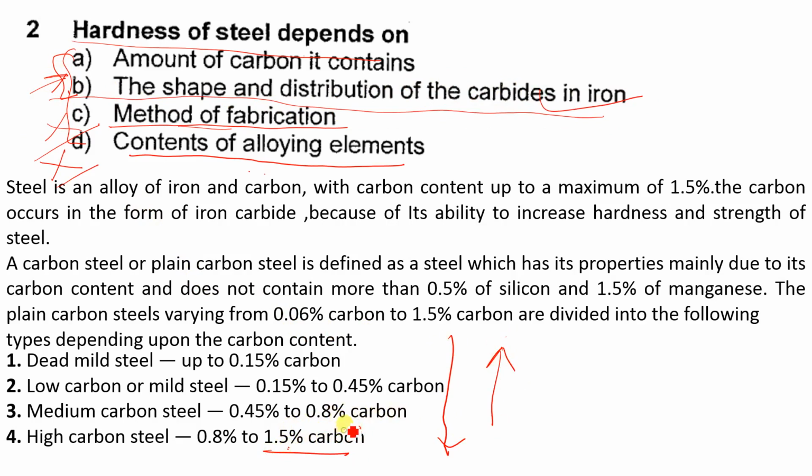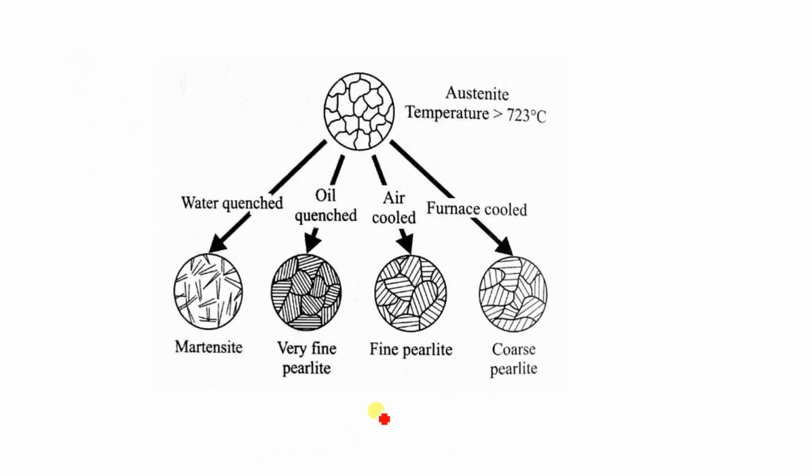So if we still want to make it harder, how is it possible? It is possible by the rate of cooling. You can see that with water the rate of cooling is high, and the distribution of cementite, meaning iron carbide, their shape and distribution, gives the hardest form. This one is less hard due to a lower cooling rate.